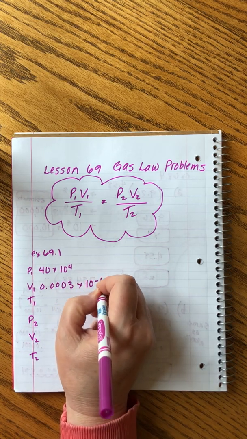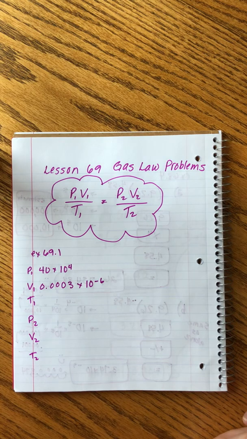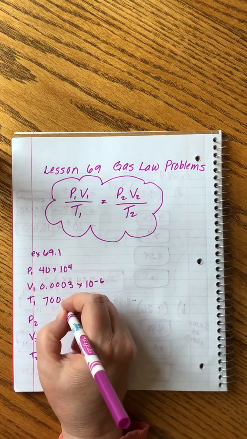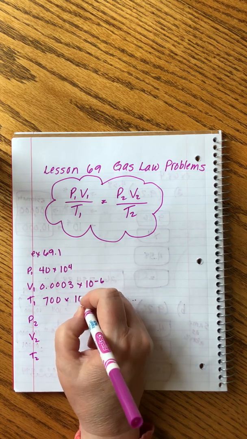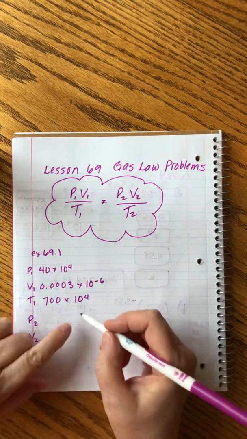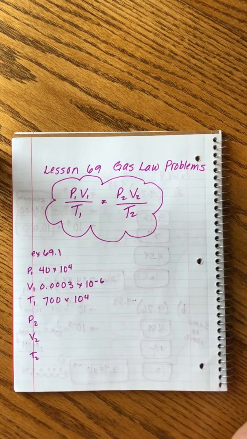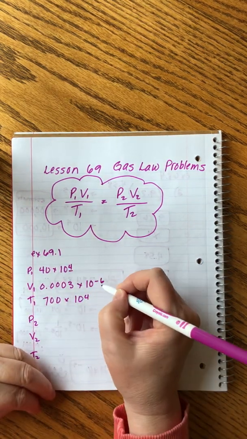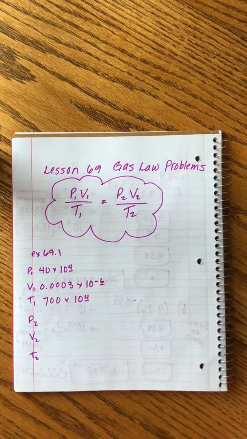Do you see what's happening here? Times 10 to the minus 6 liters, and 700 times 10 to the 4th kelvins. It's all in scientific notation, you guys. And my exponents look too big. Just remember, I'll put a line underneath to remind you that they're exponents. Those are the first three. Ready? We have to keep going.